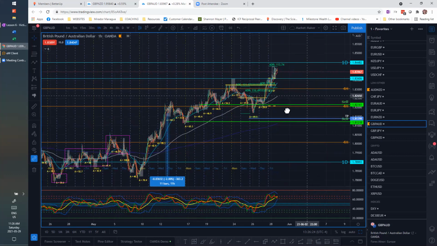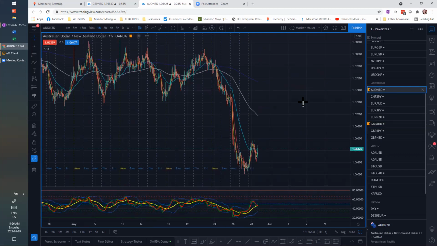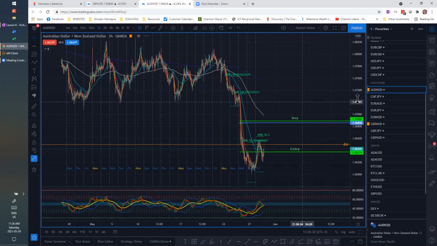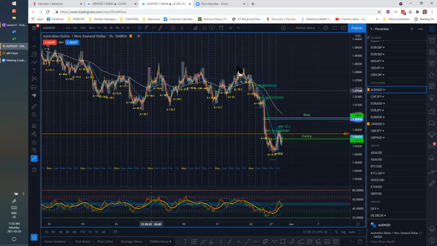So the bots don't like that kind of stuff when it never gets back. And AN generally goes nowhere. It's a very slow, steady pair. It tends to do a lot of ranging, but then all of a sudden with that stupid news, it had this big crash. So I put in a couple of buys.